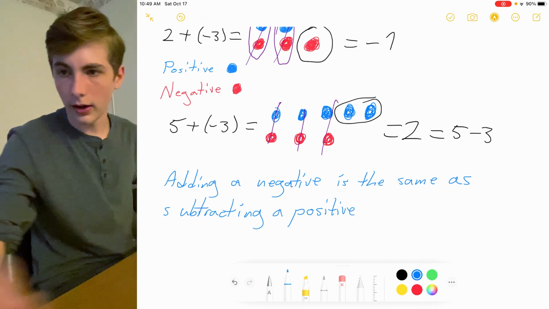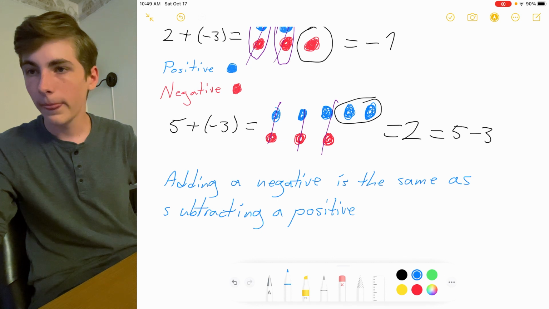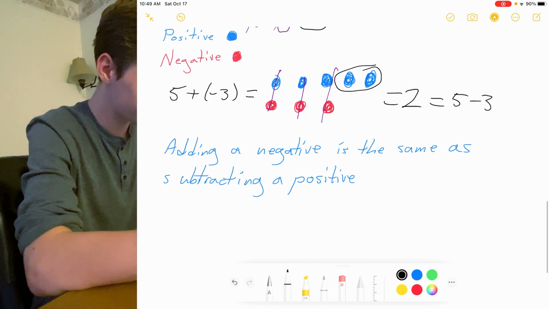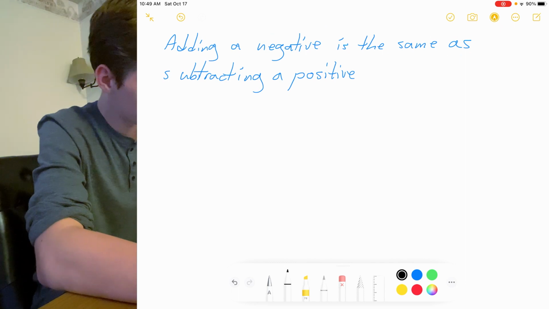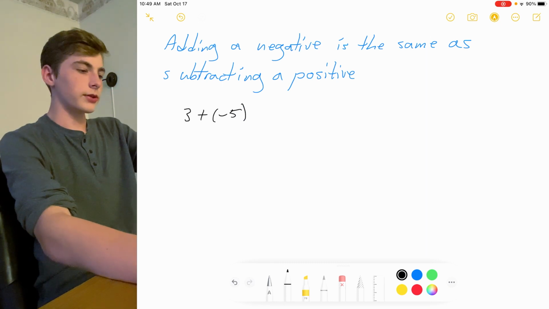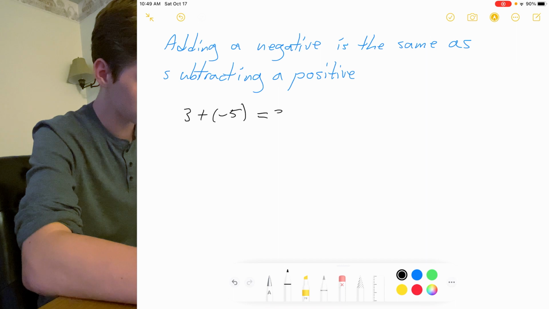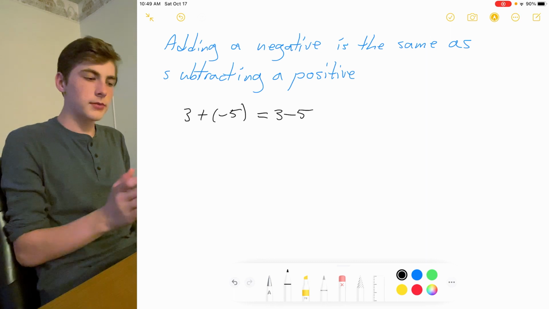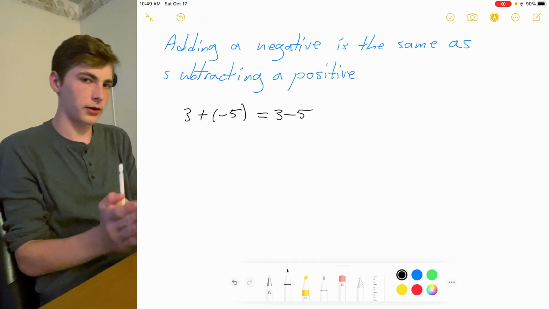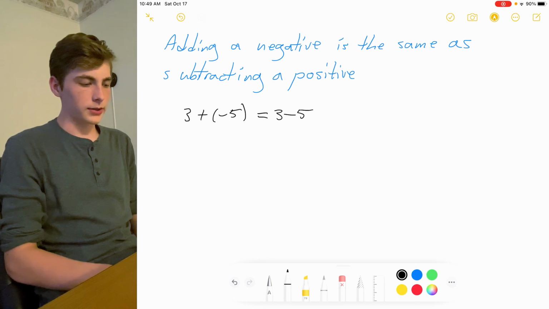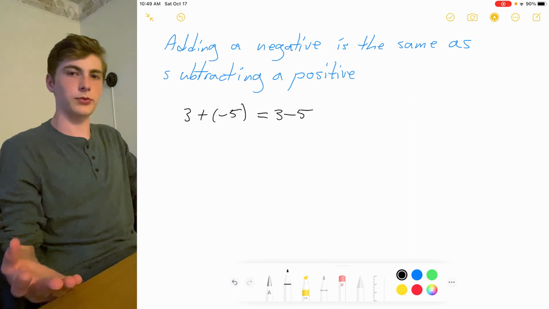So let's take an example. Let's say we wanted to do 3 plus -5. The interesting thing here is we could write this just as easily as 3 minus 5. Either one works. Sometimes it will be more helpful to write it one way than another way, and that just will depend on the situation. But in this case, it doesn't really matter that much. It's a really simple situation.